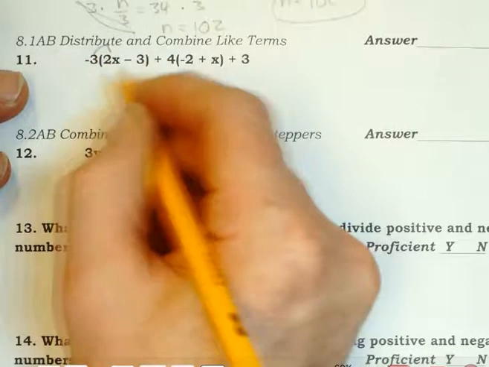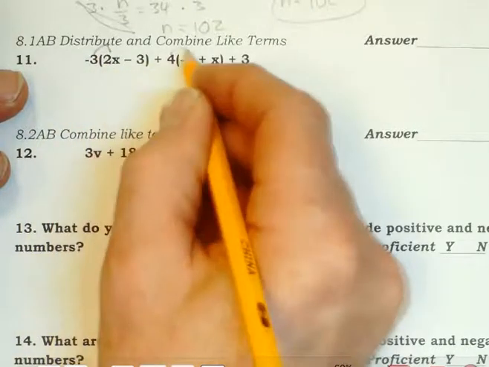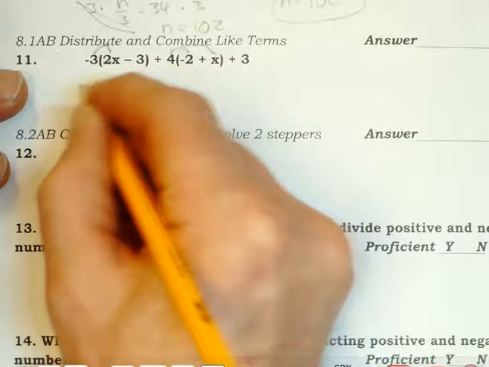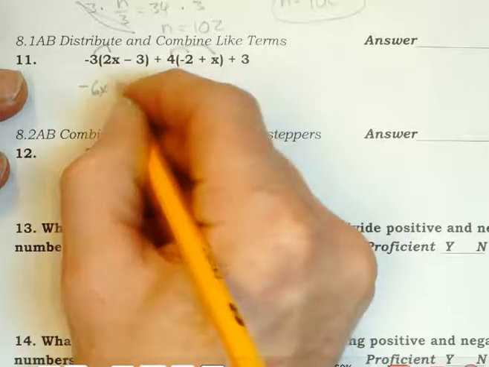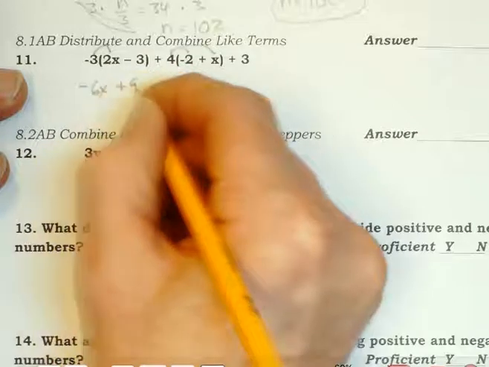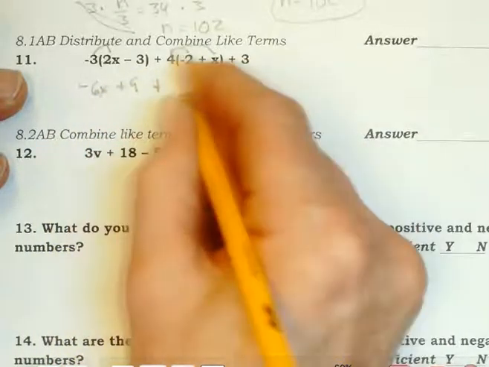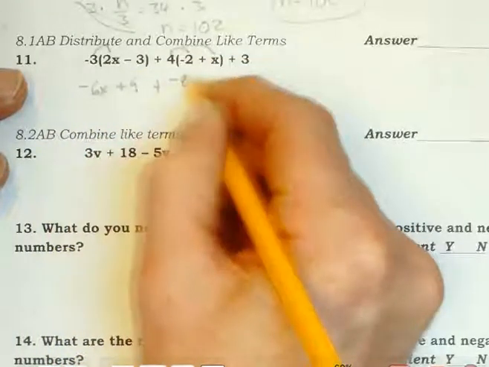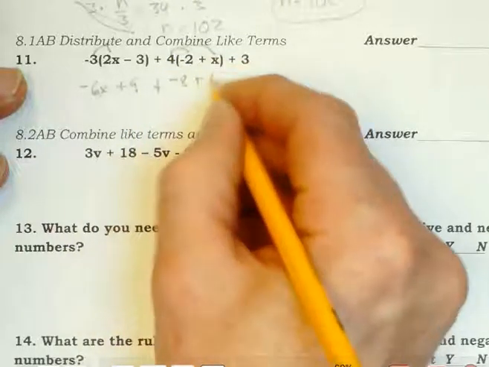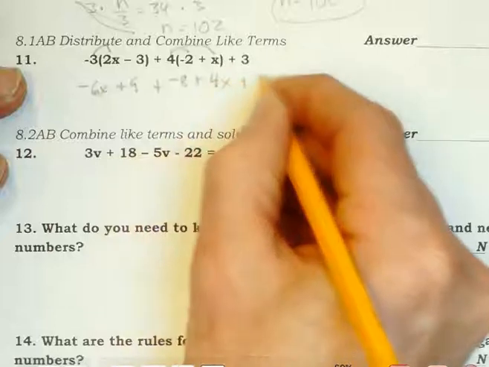3 times 2x. I got to distribute it out twice here. So 3 times 2x, that's 6x, and it is negative because it's a negative times a positive. Now I have a negative 3 times a negative 3. That's going to be a positive 9. I'm going to add to that 4 times a negative 2, which is a negative 8. I'm going to add to that 4 times x, which is just 4x. And then we've got this plus 3 at the end.